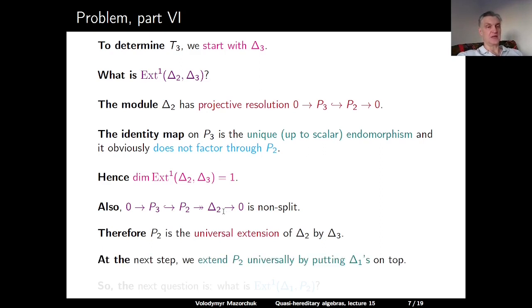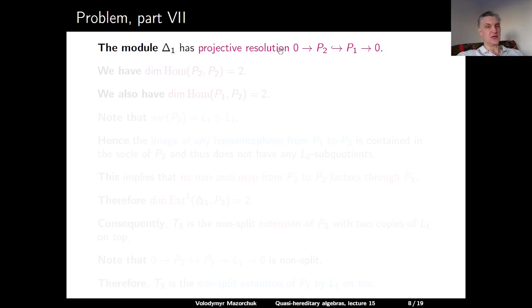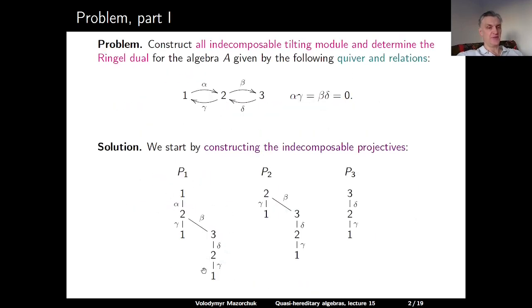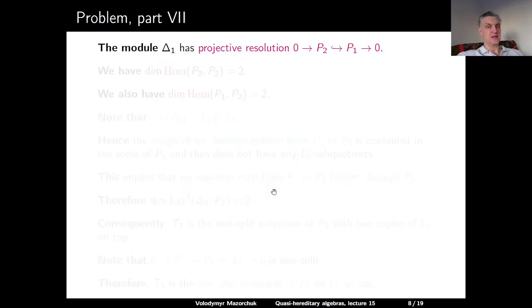In the next step, we should extend P2 universally by putting some delta 1's on top of this module. So we need to determine the dimension of Ext^1 from delta 1 to P2. Now the module delta 1 has the projective resolution, which looks as follows. We have P1 and inside a canonical copy of P2, and the quotient is exactly delta 1. That's our projective resolution of delta 1.